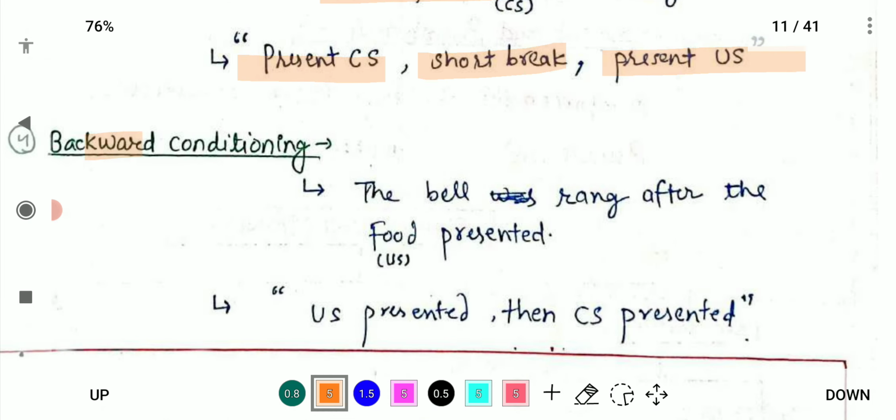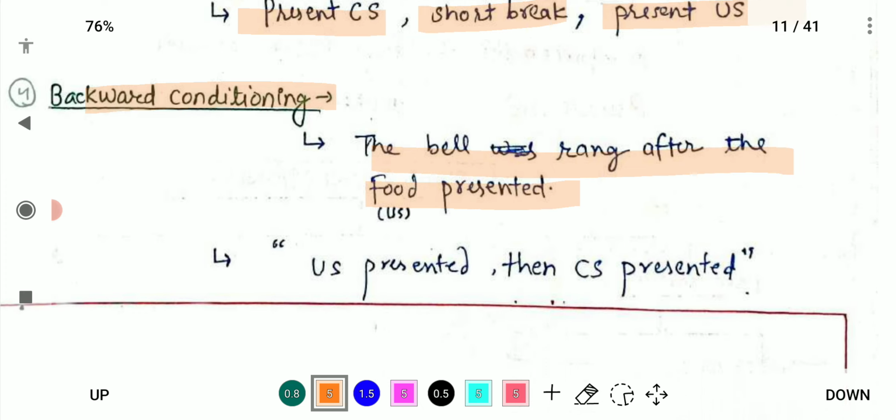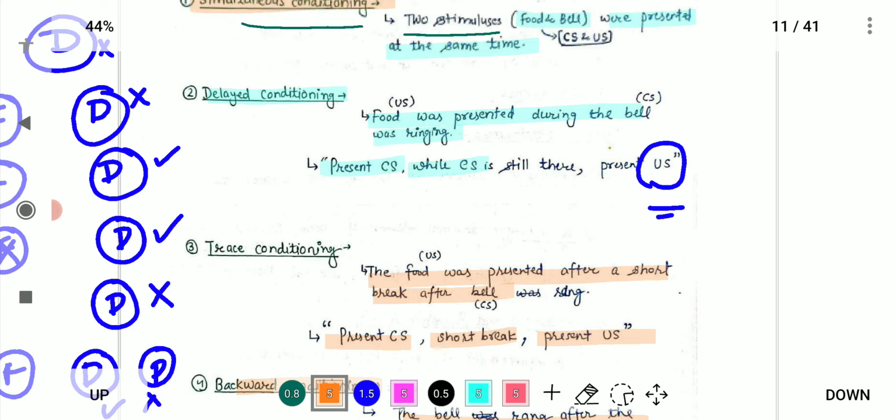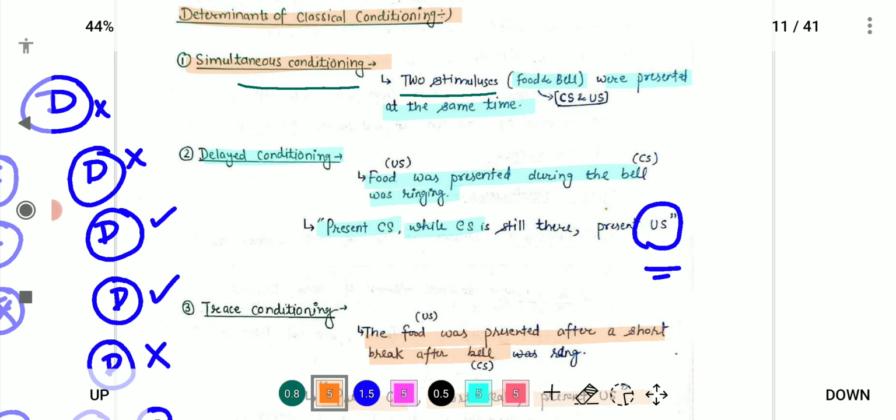Okay, backward conditioning. The bell rang after the food was presented. So the US, the unconditional stimulus, is presented first, then the conditional stimulus is presented. So this is backward conditioning, trace conditioning, delayed and simultaneous conditioning.